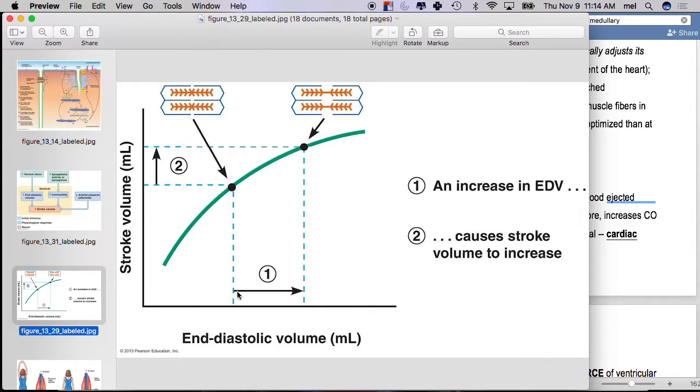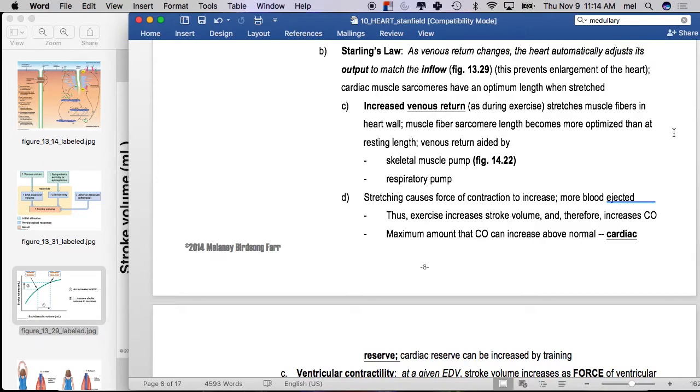So here is sort of a full heart, and here's what your sarcomere looks like. And you get cross-bridge cycling, right? You get some. But it actually works better when it's stretched more. Yes? Okay? And this is called Starling's law, and it basically says that as venous return changes, the heart automatically adjusts output to match inflow. So when does your heart contract best? When it's fullest, if you're healthy. Okay? Does that make sense?